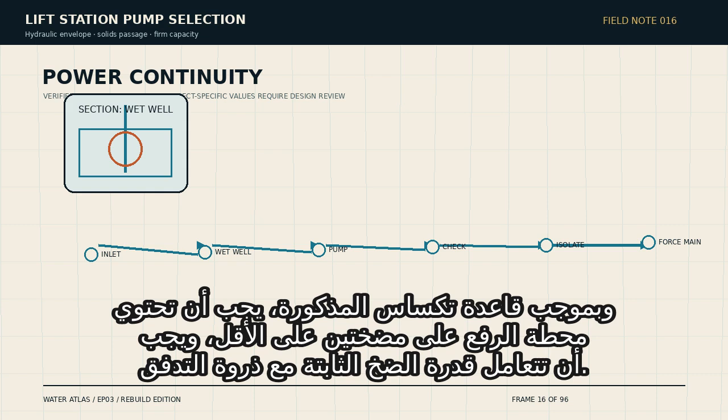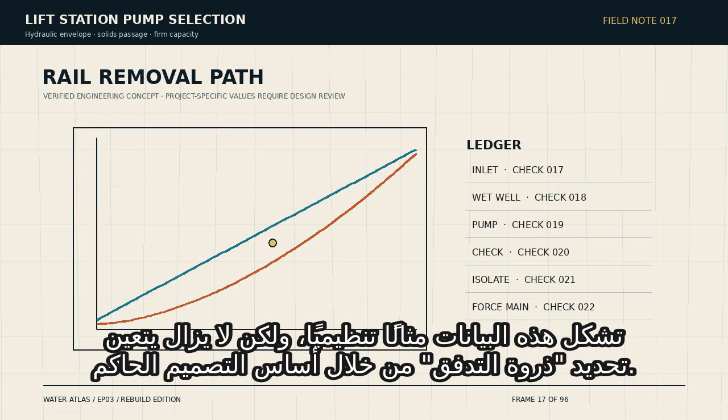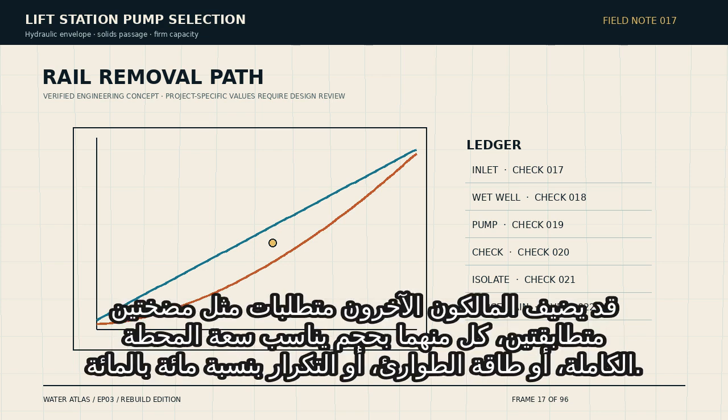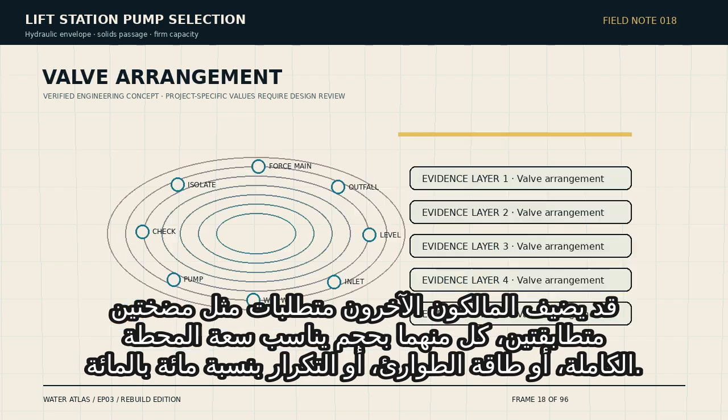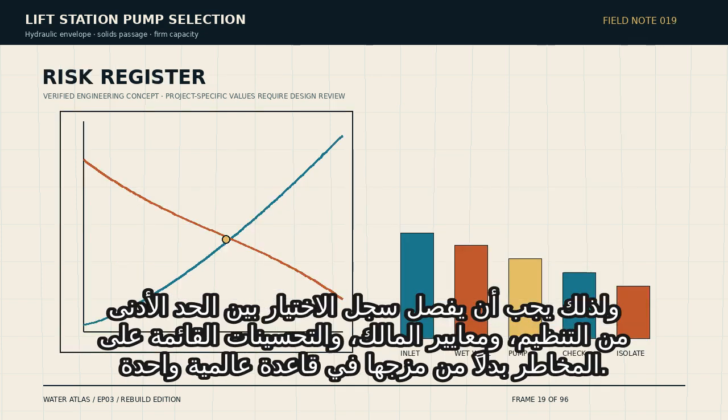Other owners may add requirements such as 2 identical pumps, each sized for the full station capacity, emergency power, or 100% redundancy. A Western Municipal Water District guideline contains such an arrangement for its own facilities. The selection record should therefore separate minimum regulation, owner standard, and risk-based enhancement rather than blending them into one universal rule. Once the flow cases are identified, the next question is total dynamic head.